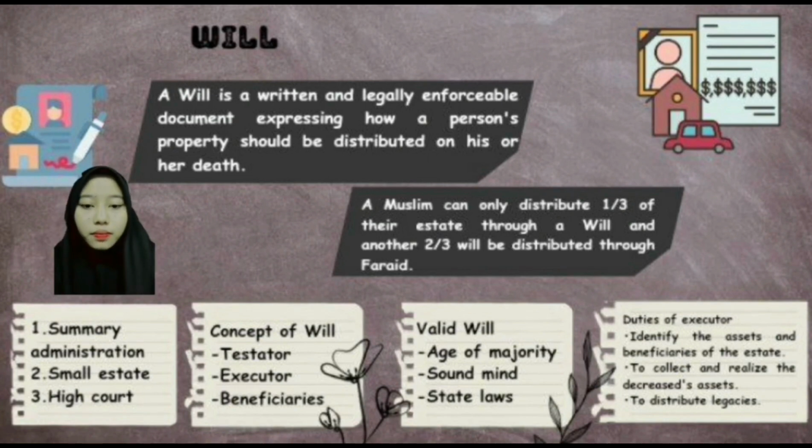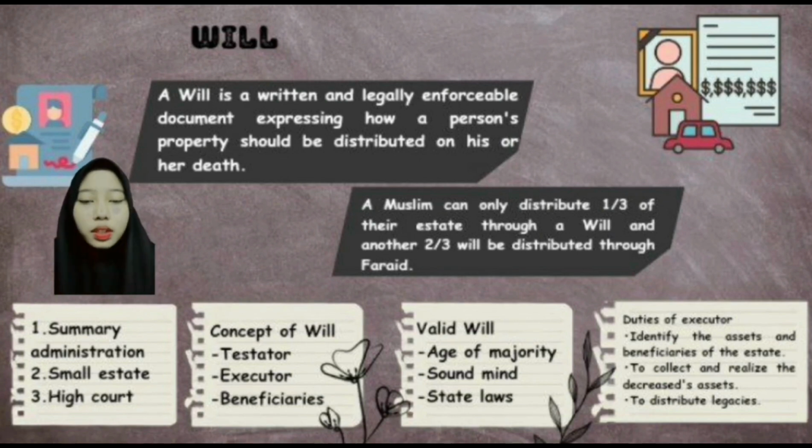Will. A will is a written, legally enforceable document expressing how a person's property should be distributed on his or her death. It will also include who will administer the will. However, wills are of the last priority for most Malaysians. A Muslim can only distribute 1/3 of their estate through a will, and the other 2/3 will be distributed through faraid. But a non-Muslim can distribute all their estate through a will.